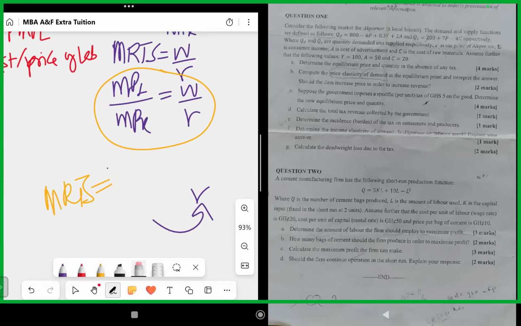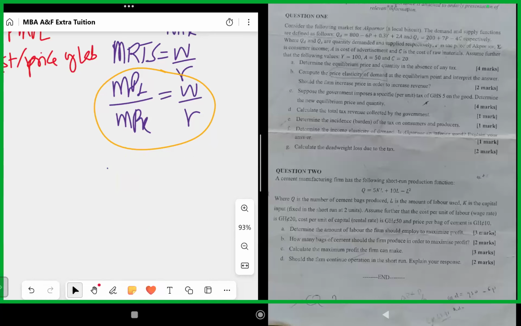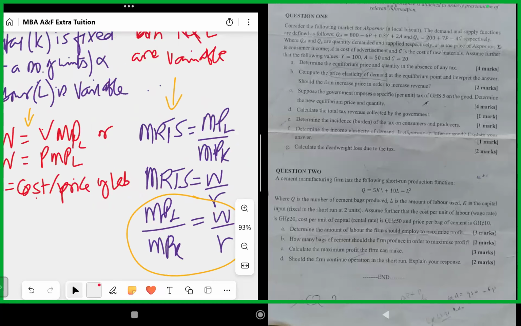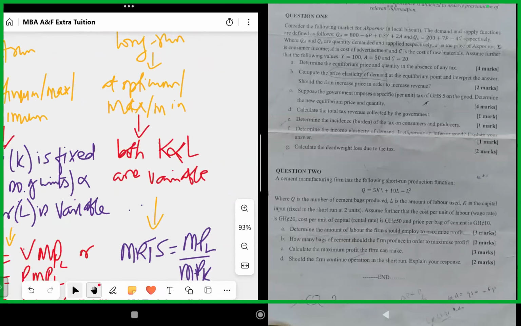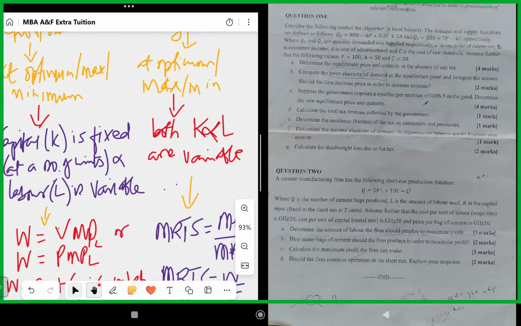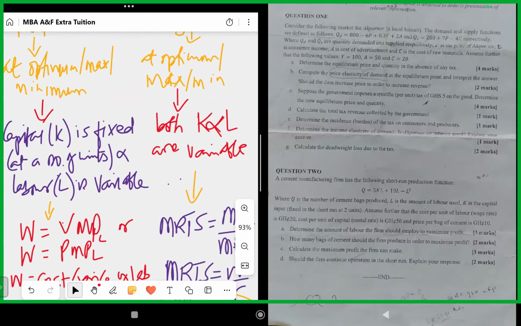Okay. So now we are done. Let's move on. Now we're going to solve the question. These are just intros for you to understand. Sometimes the question can ask you, is the firm operating in the short run or long run? How do you know it's operating in the short run or long run? You just have to read the requirement first.